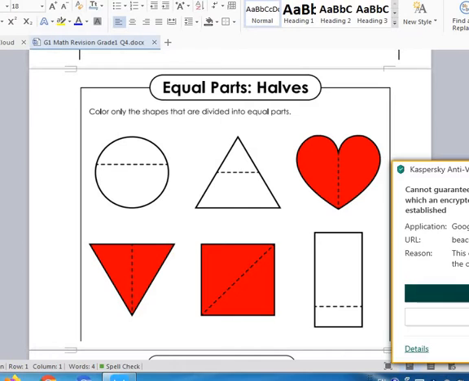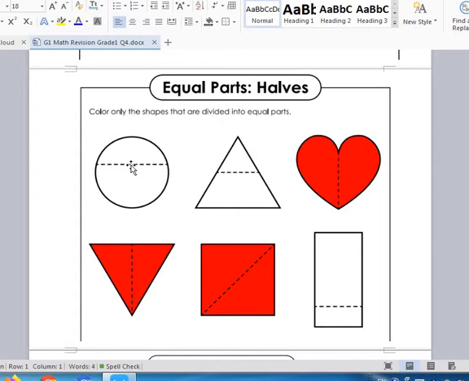Okay, so here in this circle, it's not divided into 2 equal parts. It's divided into two parts, but they are not equal. In this triangle, it's divided also into two parts, but as you see, the upper part is not equal to the lower part. And here for the heart, it's divided equally into two equal parts.